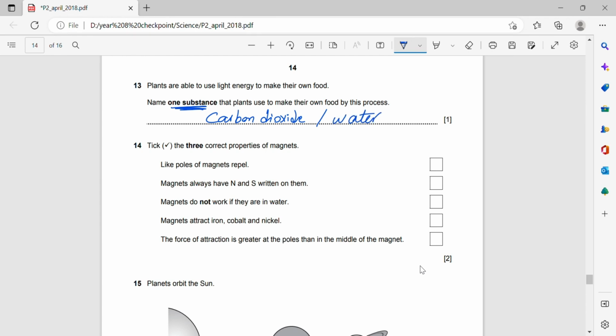If someone writes chlorophyll, it's correct. But if you write chloroplast, it's not correct. Why? Because chloroplast is the part of the plant and not the substance. The substance is the chlorophyll.